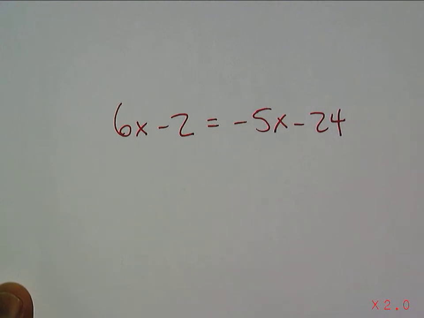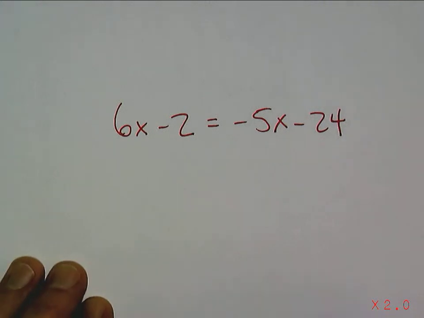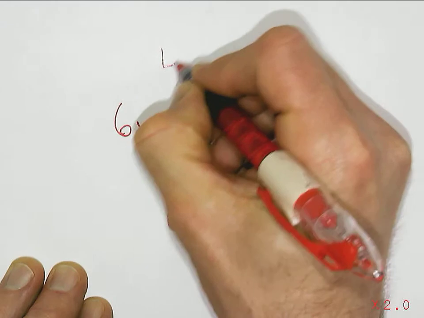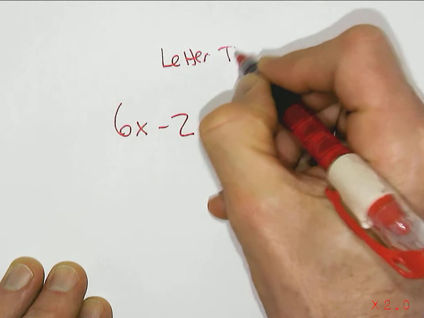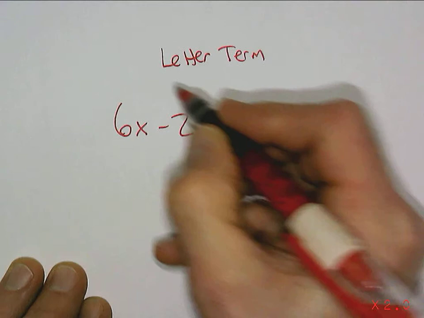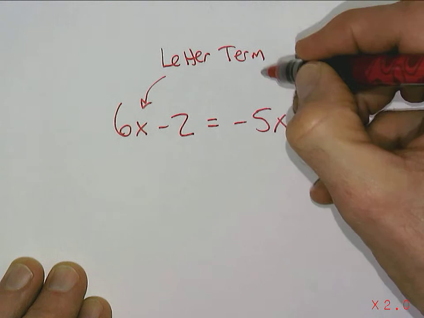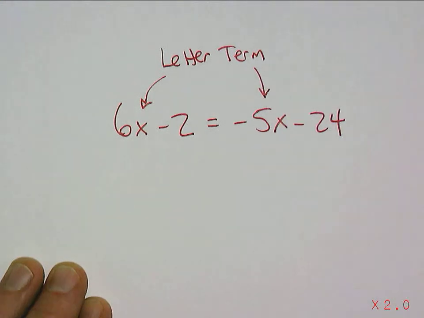In this lesson, we're going to look at how you solve an equation when there's a letter term on both sides of the equal sign. So as you can see in this particular problem, we actually have what we call letter terms. There's a letter term there, it's got a letter in it, and a letter term over here. So we have a letter term on both sides of the equation.